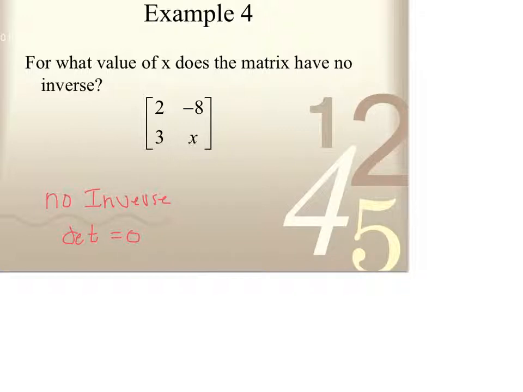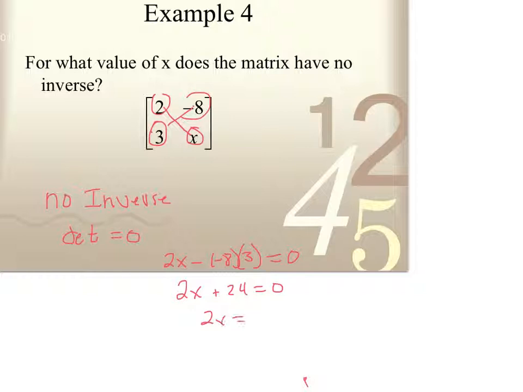So I know the determinant is taking the 2 and the x and multiplying them, and then subtracting these guys, right? So that means I'm going to have 2x minus a negative 8 times 3. And in order for this to have no inverse, it's got to equal 0. So I set up this algebraic statement, and I solve for x.